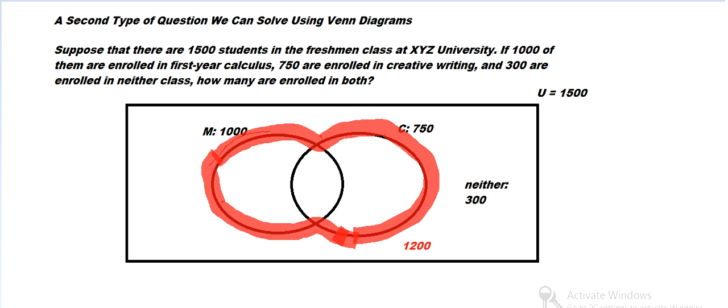So we can do it like this. We know there's 1,000 total in math plus 750 in creative writing. Total registrations, but there's 1,200 students total, so that gives 1,750 minus 1,200, so what's that? 550 are in both. But we've got 550 here, so that means 450, if I'm doing the math right, are in math only.